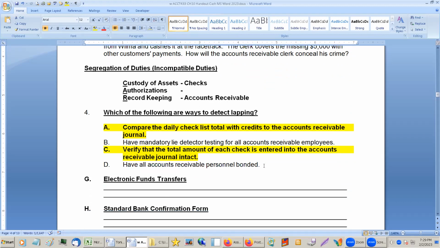Have all accounts to do with people bonded. Bonding is just an insurance policy. It's not going to stop this. Having people bonded is insurance against losses. And while it's not a bad thing to do, because they do background checks on people, it is not a substitute for internal control, we'll put it that way.